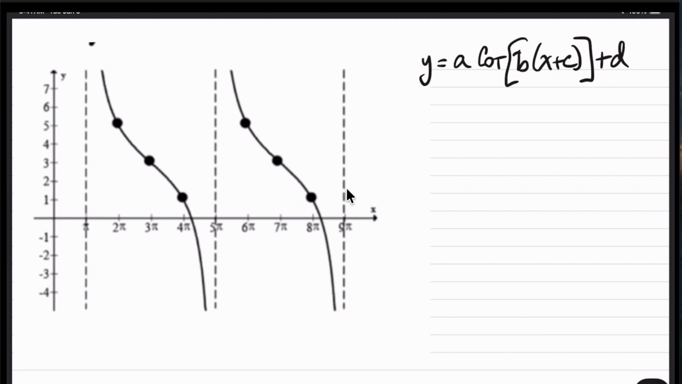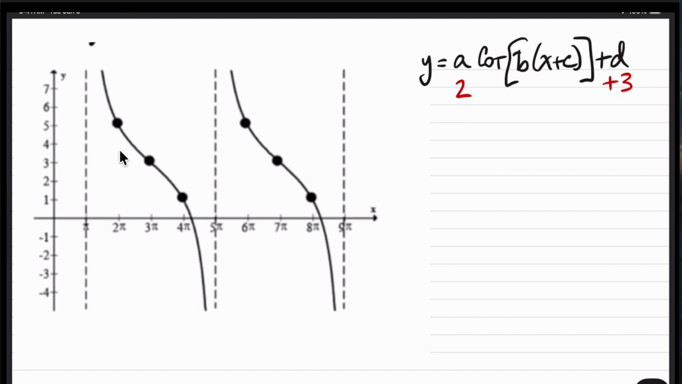Okay, so here we go. Let's first find out what's going on with our y values. Here we see that for the normal cotangent graph, the middle sits on the x-axis. It's been elevated by 3. So we know our d value is going to be plus 3. Now we're going to look at the distance between the center point and our quarter point maximum. So we have here a distance of 2. That's going to be our amplitude.